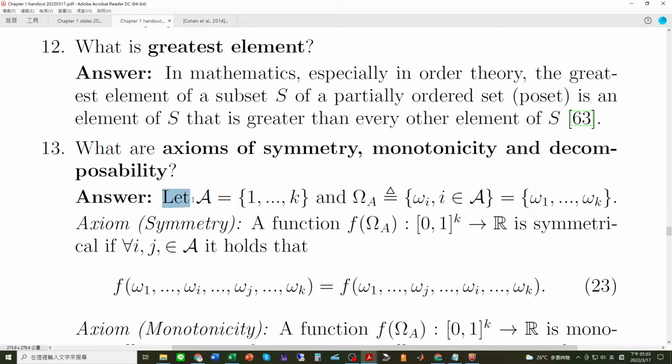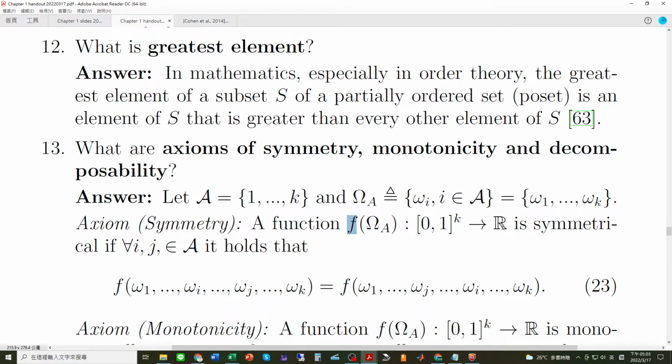Answer. Let A be a set containing the positive numbers 1 to k, and ω_A is defined as the set containing all ω_i, where i is in A. So this set is equal to ω_1 to ω_k. Axiom of symmetry. A function f of ω_A from [0,1]^k to R. What does this notation mean?